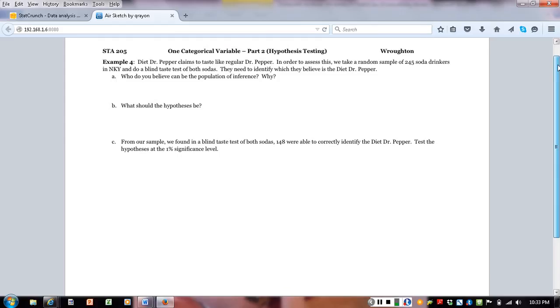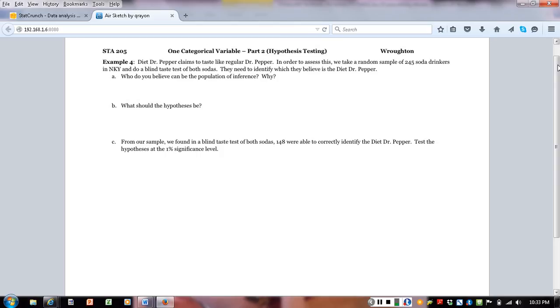So Diet Dr. Pepper claims to taste like regular Dr. Pepper. So if we're going to assess this, we took a random sample of 245 soda drinkers in northern Kentucky. They did a blind taste test of both sodas, and they had to tell us which one they believed was the Diet Dr. Pepper. So our first question here is, who do we think can be our population of inference? Or in a sense, which larger group here can we represent?